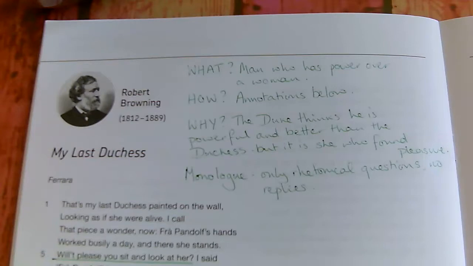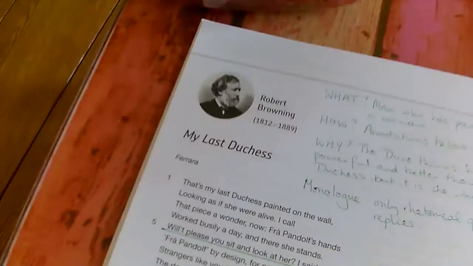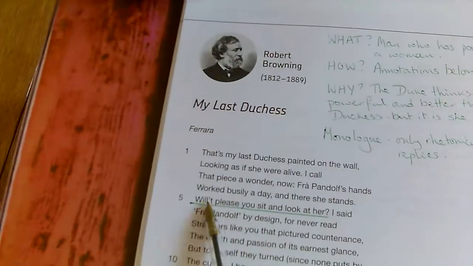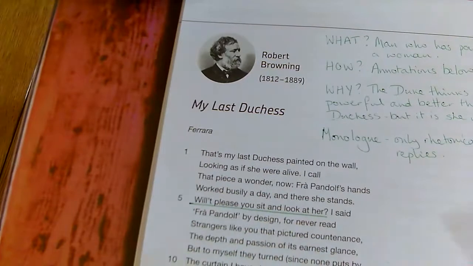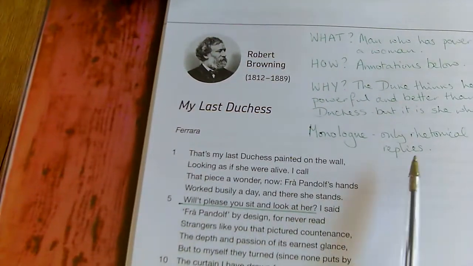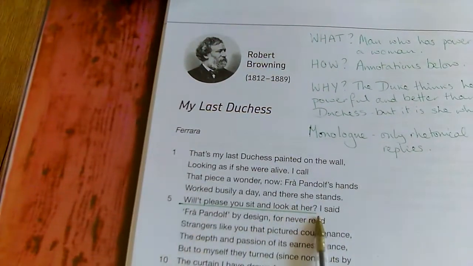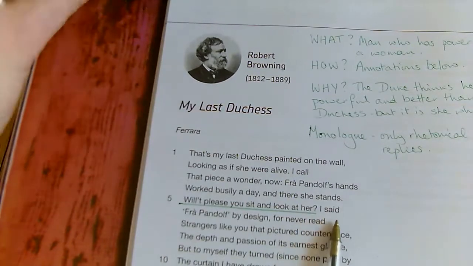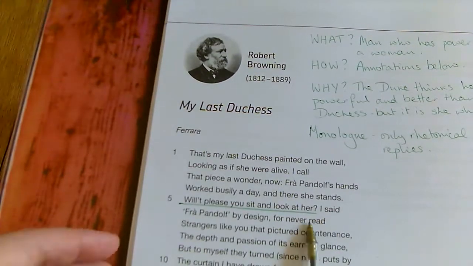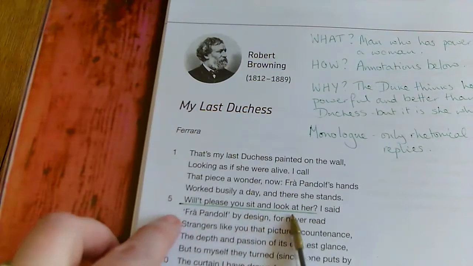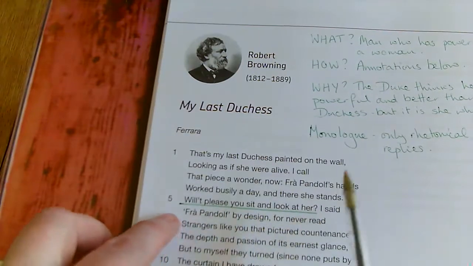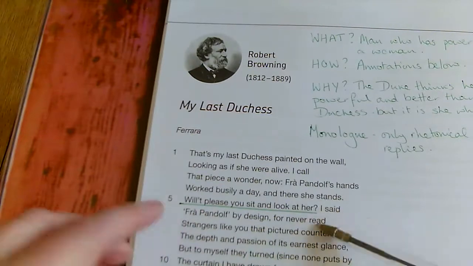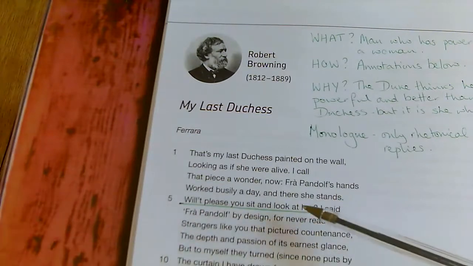Right, to start off, if we were having a look at the structure, it is a monologue, so it is just the Duke speaking, and even though he asks questions, will it please you sit and look at her? There are no answers. There are only rhetorical questions. He's not interested in the opinions of anyone else. So Browning has here used a rhetorical question to show that the Duke is talking to himself pretty much. He's having this monologue out loud.